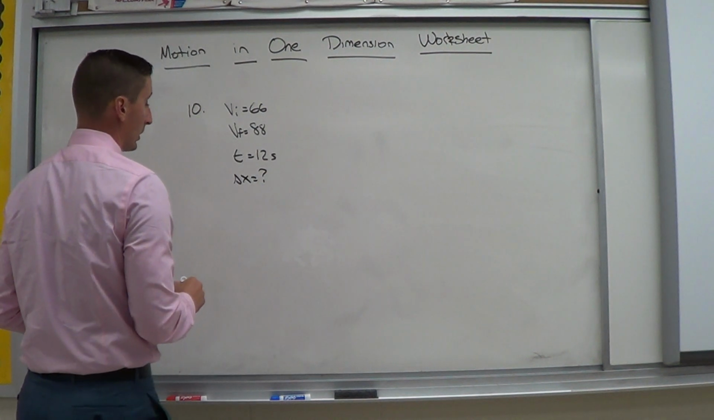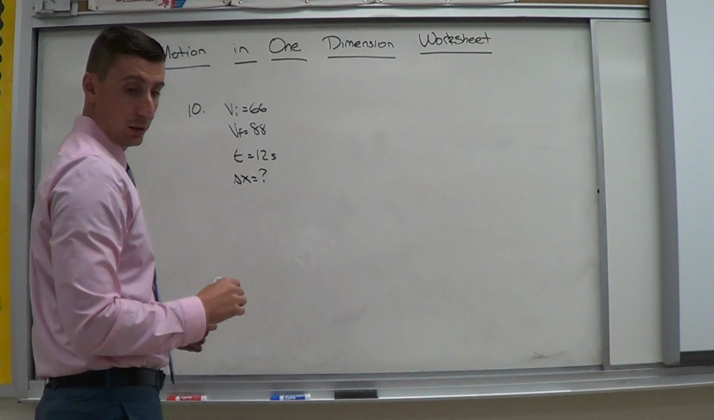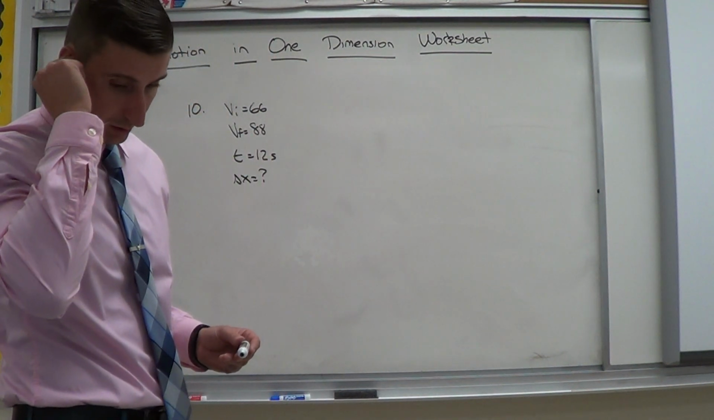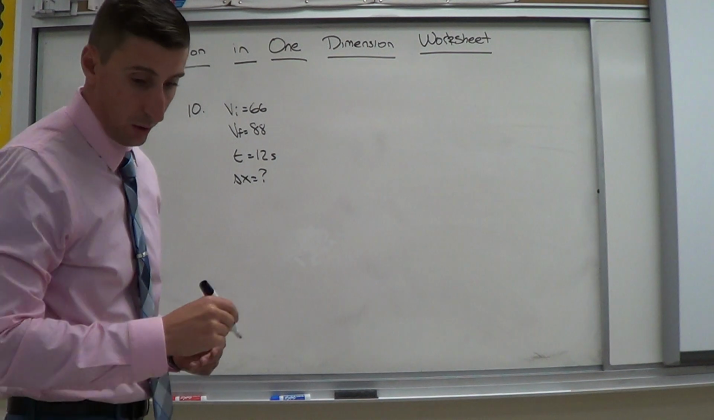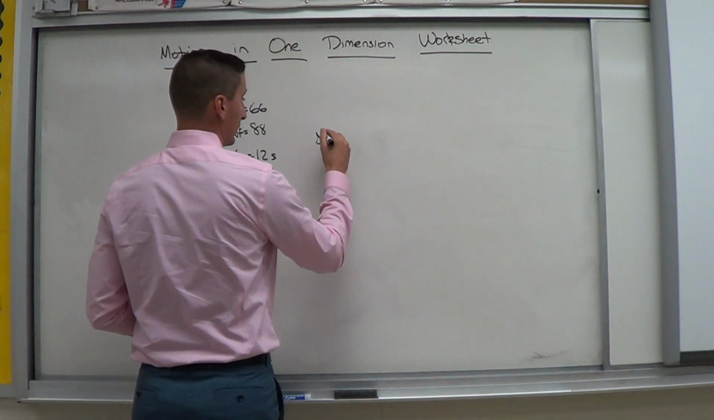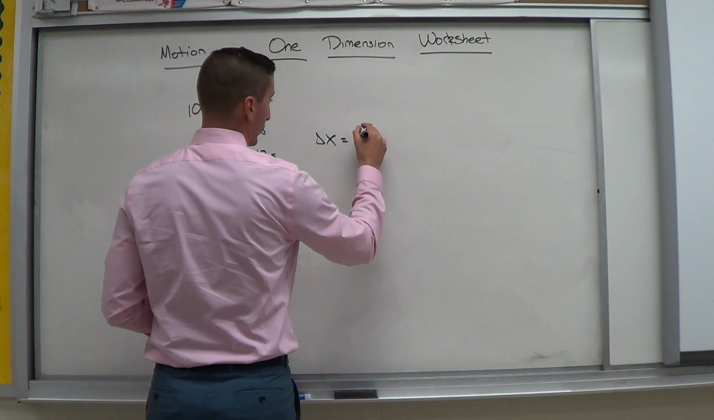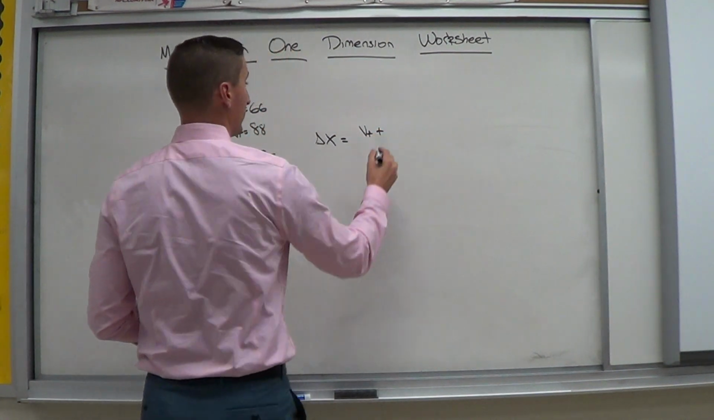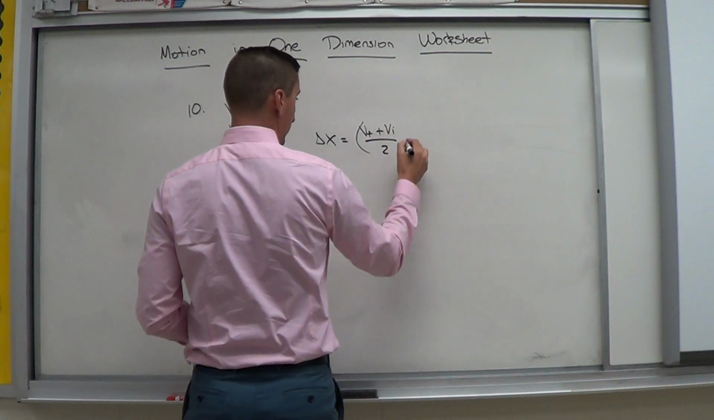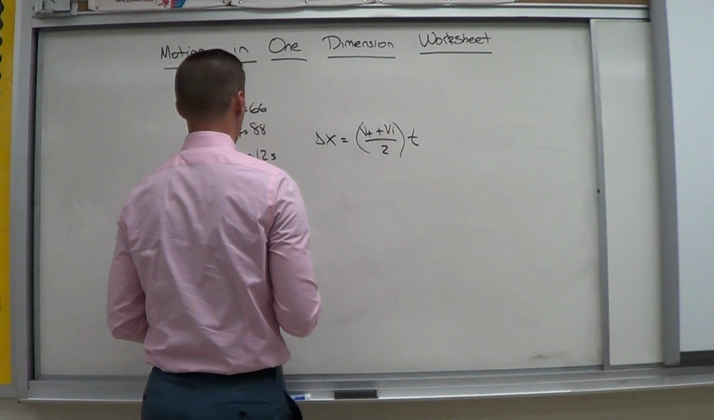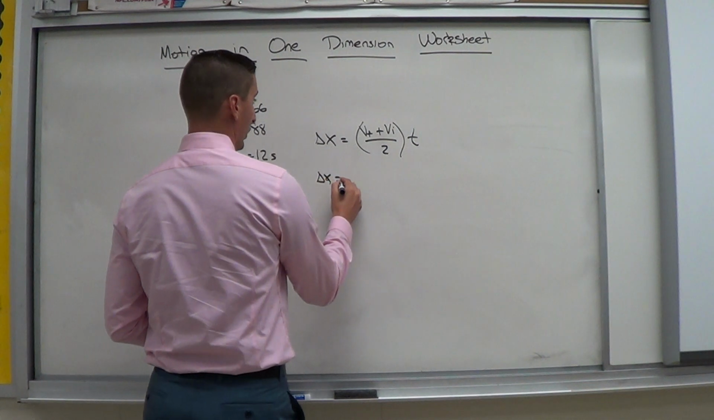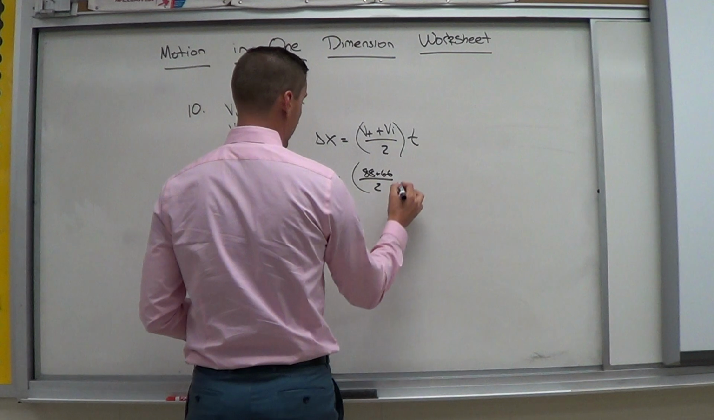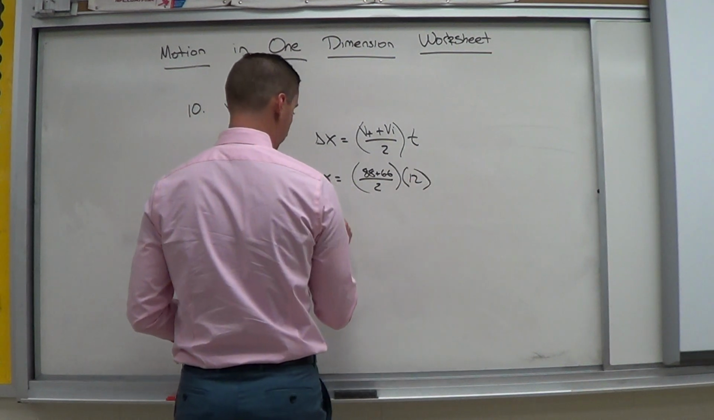Well, I can use this one. Let me check. So I'm going to use delta x equals (VF plus VI) divided by 2 times t. I plug in. Delta x is what I'm looking for. VF, 88 plus 66, divided by 2, times 12.